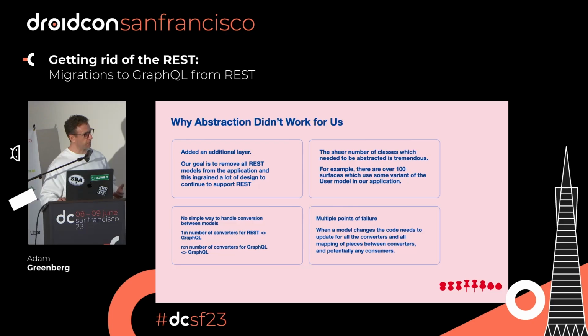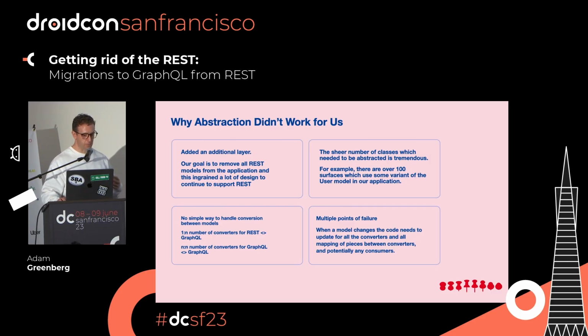We want to move to GraphQL for almost every endpoint where it makes sense. So we were ingraining support for that in the model. The number of sheer classes was just tremendous because with every GraphQL request, you're getting a separate model except for shared interfaces and pieces like that. So we would have something like 100 surfaces which use some sort of variant of the user model, and we'd have a 1 to 100 mapping, and that just became unmanageable.